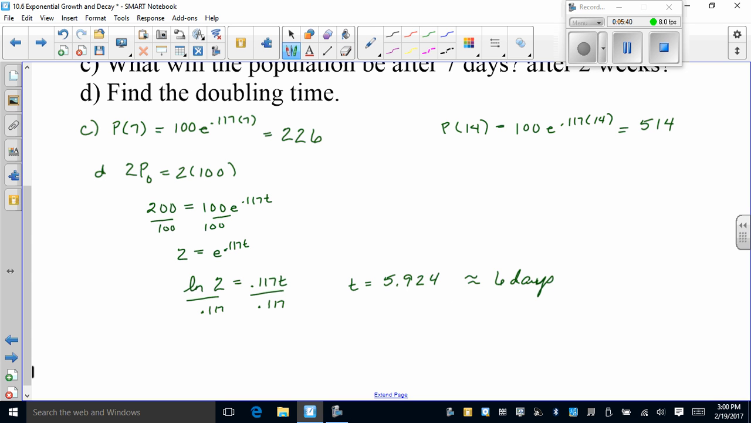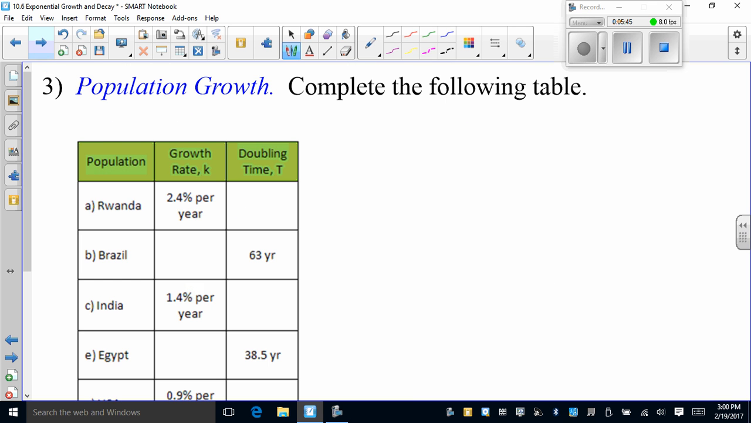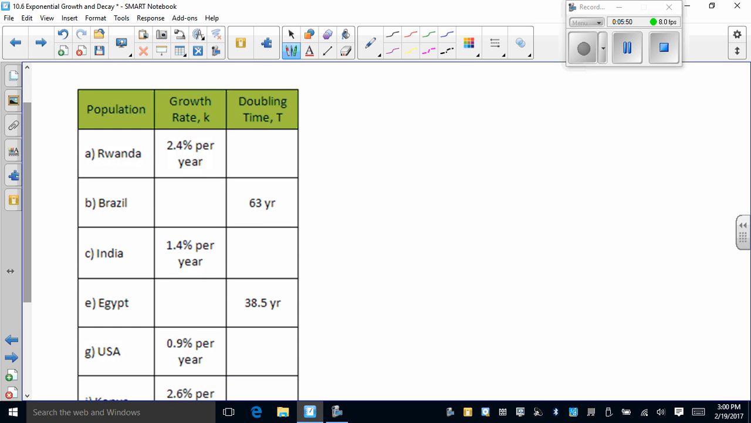Okay, let's try another one. Okay, so this one here, complete the following table. So they're looking for a doubling time on this. The way you would set these up, from the last problem, you would recognize it's going to be 2 equals e to the kt power. And before we put any numbers in, we're going to have the natural log of 2 equaling kt.